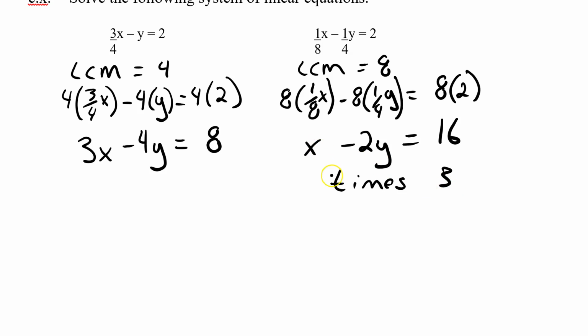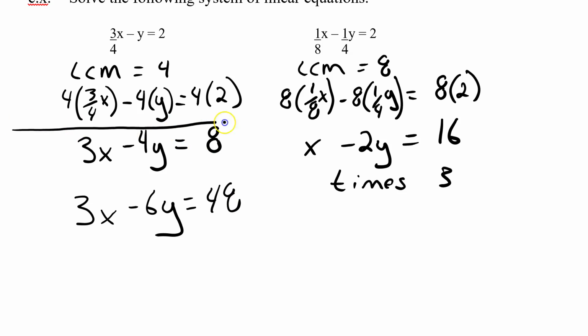So I've got 3 times x gives me 3x. Negative 2 times 3 is negative 6y. And 16 times 3 is 48. So here are my two equations. 3x minus 4y equals 8. 3x minus 6y equals 48. Now I have to eliminate the x's. So I ask myself, do I add or do I subtract?